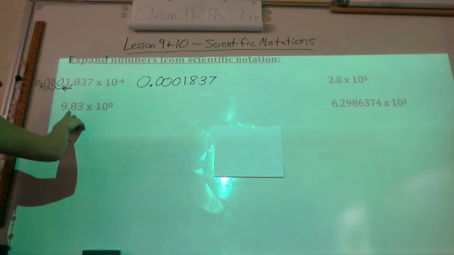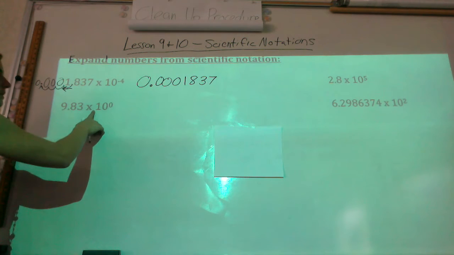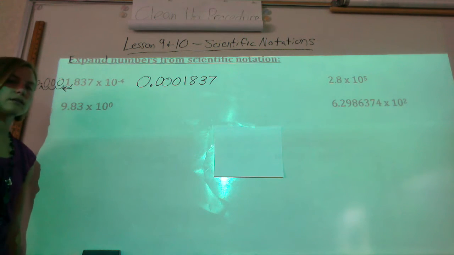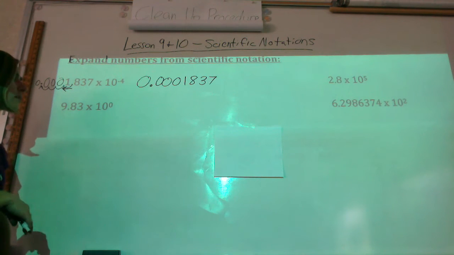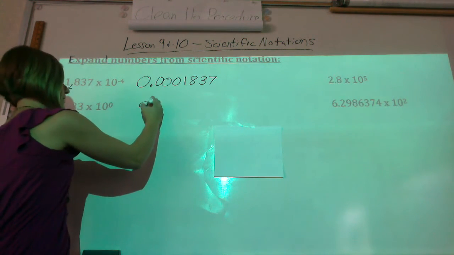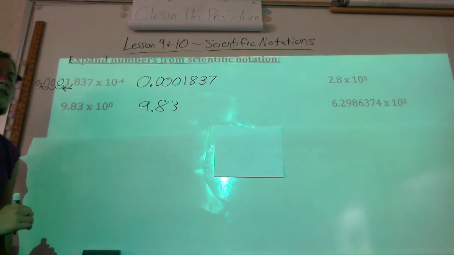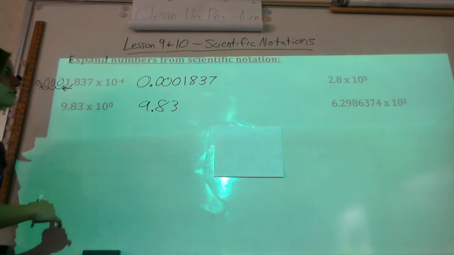We have a 9.83 times 10 to a 0. Well, that 10 to the 0 says that it moved nowhere. It didn't move at all. 10 to the 0 is 1. So this number actually is still 9.83. That is the original number. Just they put it into scientific notation that way.